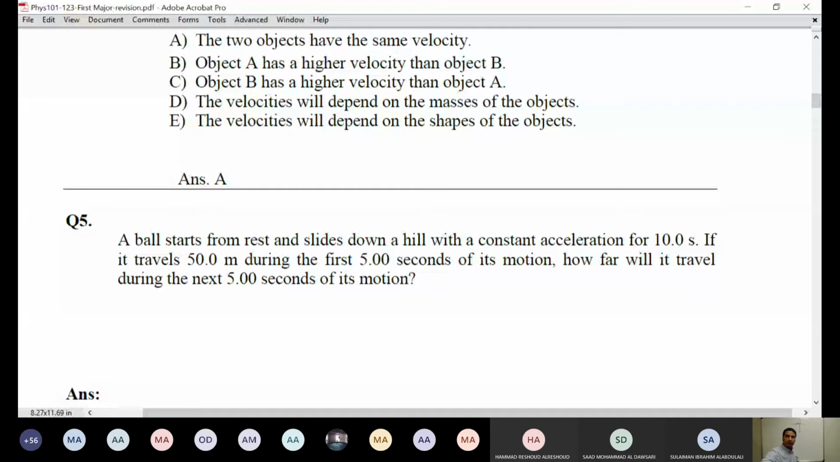Question 5. A ball starts from rest, slides down a hill with a constant acceleration for 10 seconds. If it travels 50 meters during the first 5 seconds of its motion, how far will it travel during the next 5 seconds of its motion? So here we look at the available data set. Based on the available data set, can someone reveal the strategy of solving this kind of problem? What should be your first step you will be taking here?